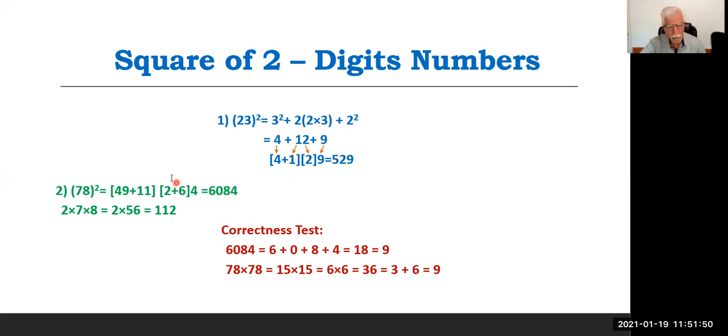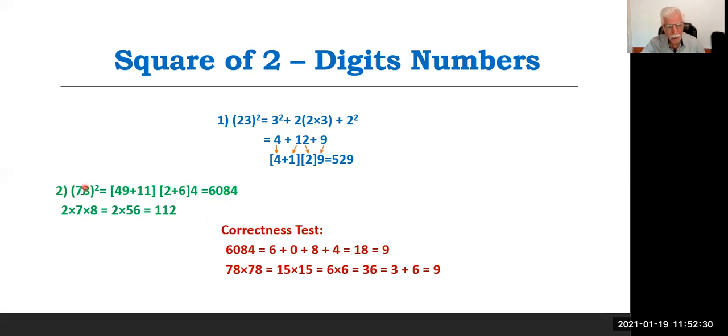And then we multiply 7 and 8 and multiply the result by 2. So if you multiply this, 7 into 8 is 56 and multiplied by 2 is 112. 2 goes right here and we add it to the 6, which is the carryover from the square of 8. And if you add up these two, it is 8, and this is the second digit of the square of 78 from the right hand side.